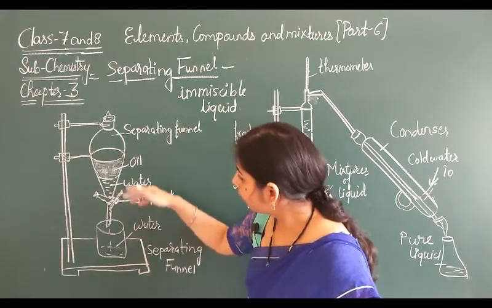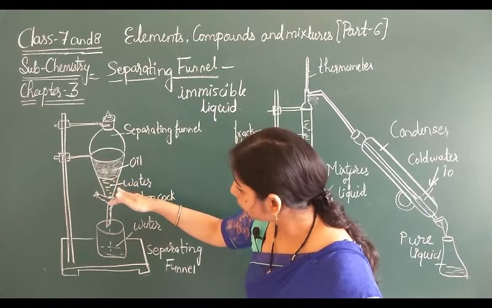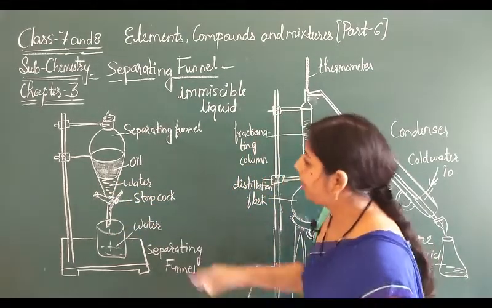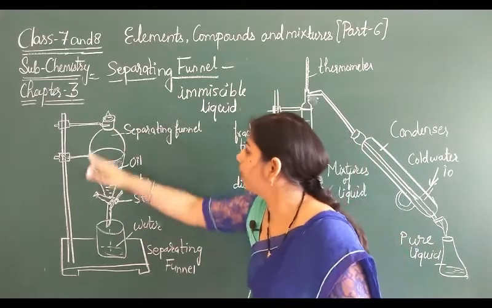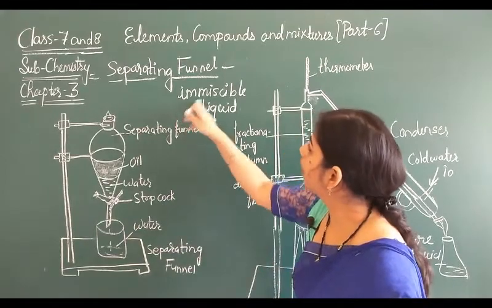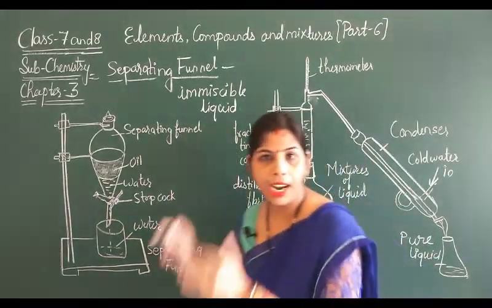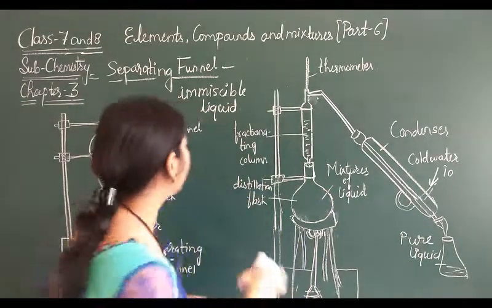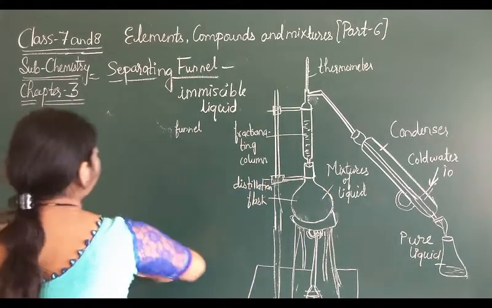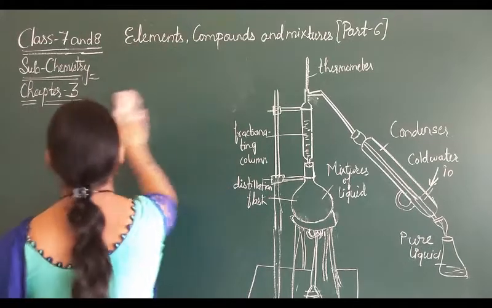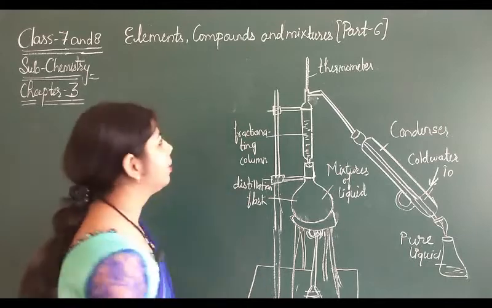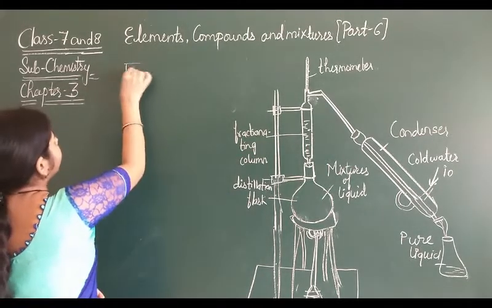Now clearly see, when you observe, the water is separating. Then close the tap again, so that you have separated the oil and water by using this separating funnel. This is used for immiscible liquids, and the principle here is that the lighter liquid floats on the surface and the heavier liquid is at the base. Now the second separation method is fractional distillation.